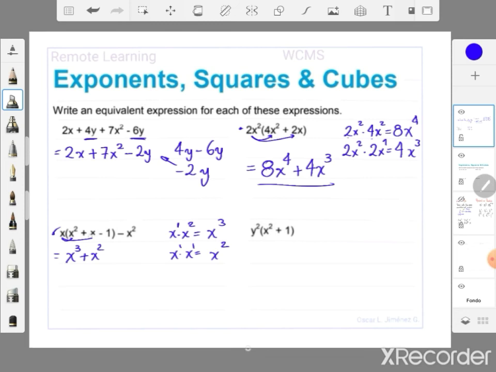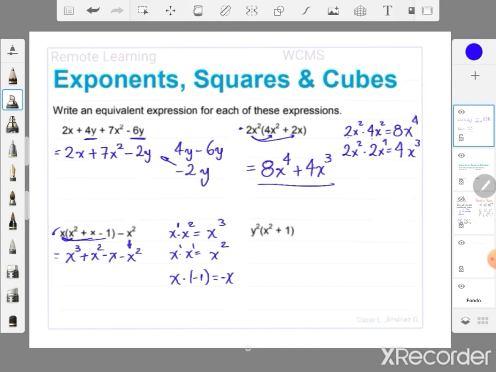Now, finally, we're going to multiply x by -1, okay? x times -1. So we are going to multiply, and it will be just -x. So we write here -x. And then we're going to write down here this x to the second power.